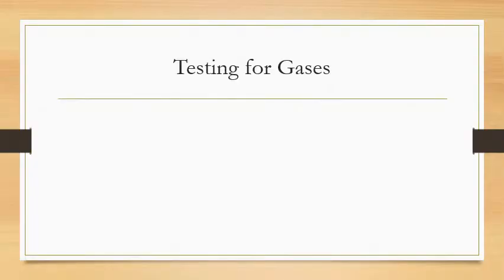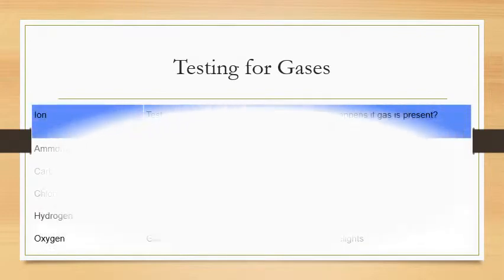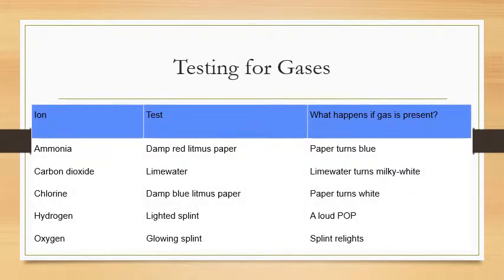So in terms of testing for gases, these are all the gases that you can test for. So ammonia, as we've just probably seen in the second or third slide here of testing for cations, turns damp red litmus paper blue because ammonia is a base. Carbon dioxide turns lime water milky white due to the formation of calcium carbonate.